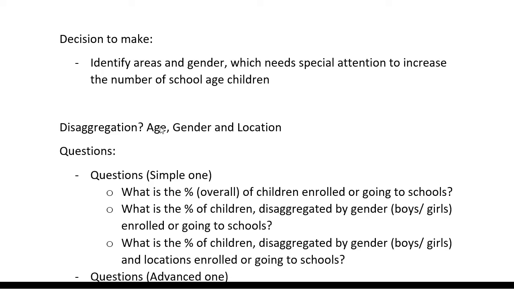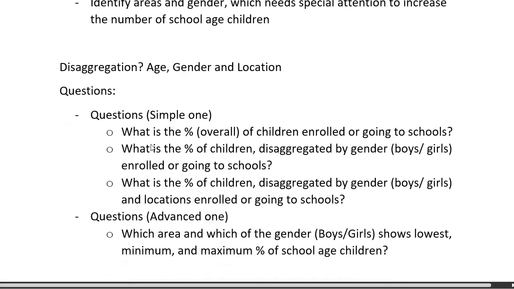And household age. I would also like to see that, for example, if the head of the household is 30 years old, what is the percent of school going children in that household? And if the head of the household is 50 years old, what is the percent of school going children in those households? All these questions would come to my mind.